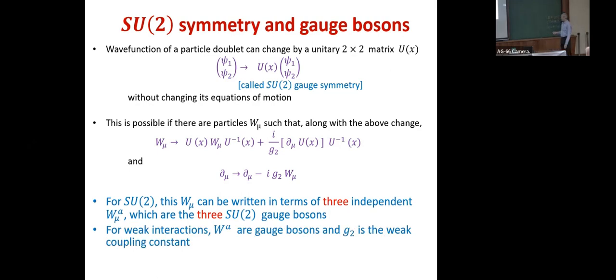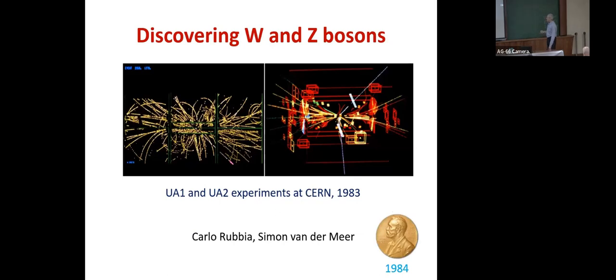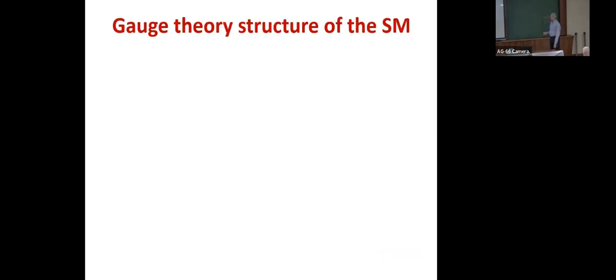And that's it. So now these 3 W's, W1, W2, W3, are gauge bosons, and g2 is the weak coupling constant. Then we get the W's, and there's the Z. Z is not the same as W3, but we will come to that very soon. And we know that they exist. This is the same figure that I showed you yesterday.